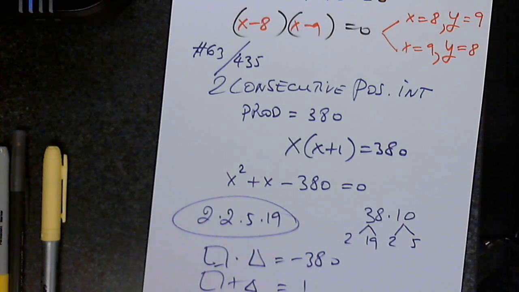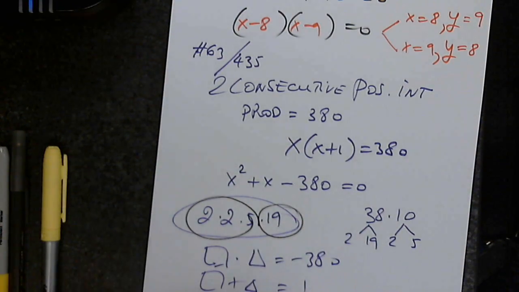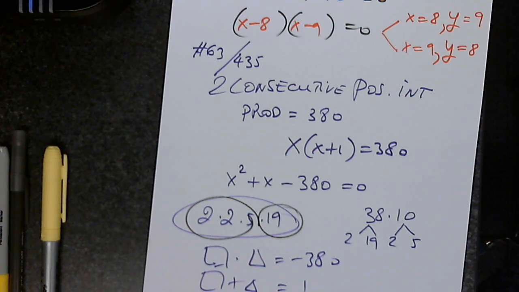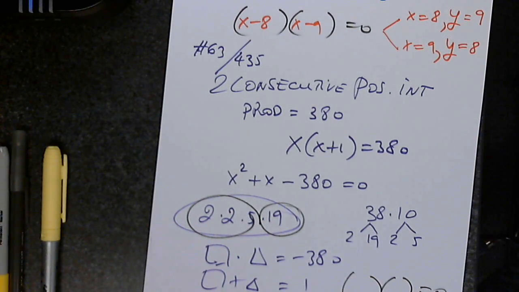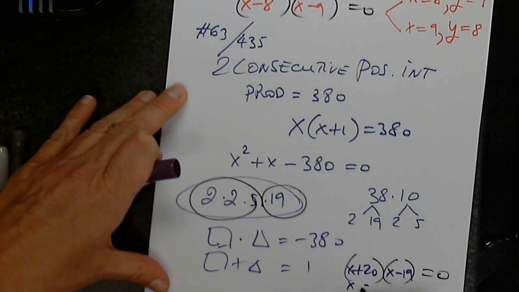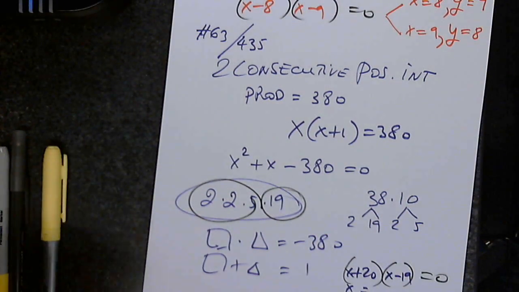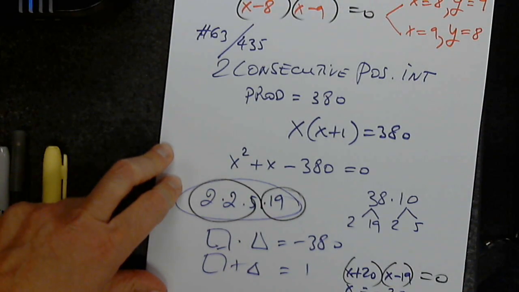What would you say? 19, and 5 times 2 times 2 is 20. Right? So then I have the factor form. What is it? X plus 20, X minus 19. Very good. X plus 20, X minus 19. And I have two options. One is negative 20, and the other one is 19.